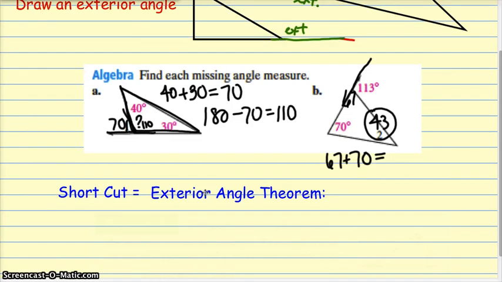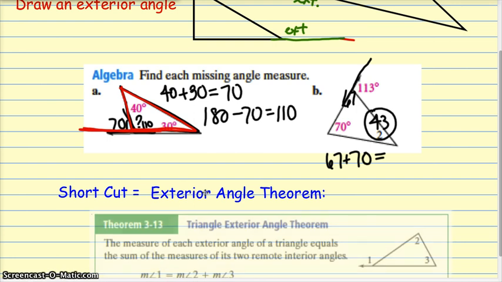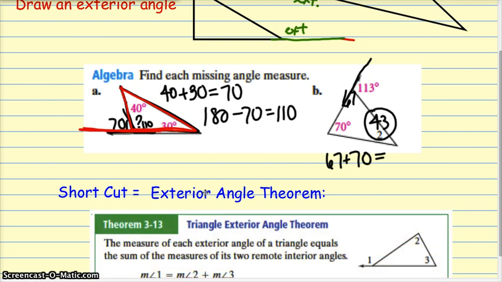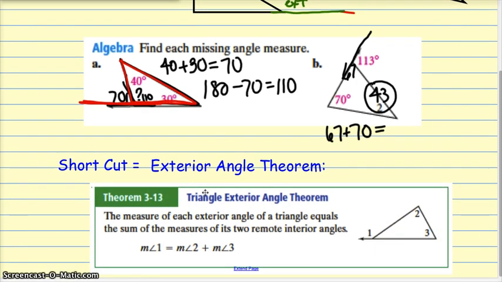So 2 things of information we need to know. 1, if angles make a straight line, then they form a linear pair. And second, that all 3 of the interior angles of a triangle add up to 180. There's a shortcut. It's called the exterior angle theorem. It says that the measure of each exterior angle of a triangle equals the sum of the measures of its 2 remote interior angles. So let me erase all of this junk.